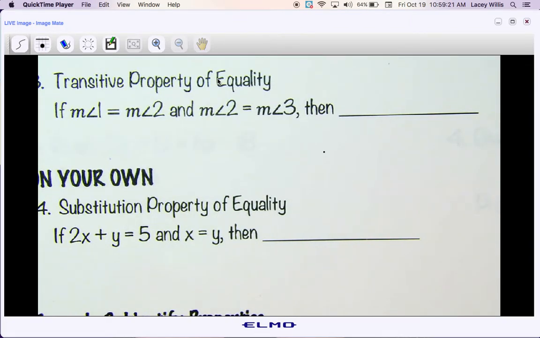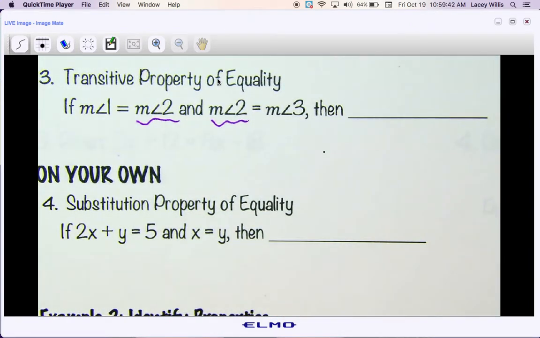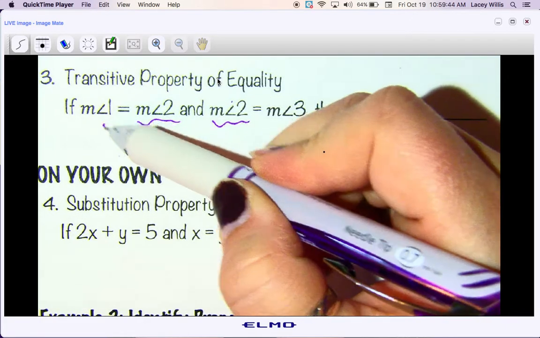So if x equals 5 and 5 equals y, then x equals y. So we're taking out that matching piece and tying the other two together. So can you relate that to this one? See how they both equal the measure of angle 2? Yeah. So if they both equal the same thing, aren't these two the same?